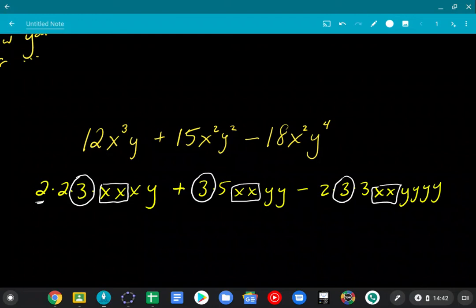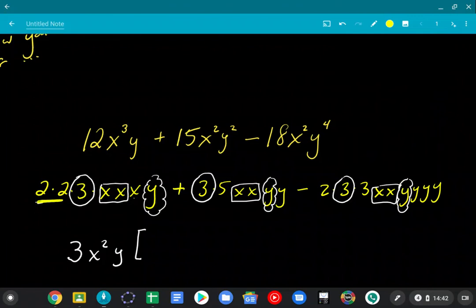Nice. How many y's can I take? Well, this only has one y to give away, so I can only take one y from each of these other ones. And that's it. Those are all the same values, so I'm going to pull out the 3, the x squared, and the y, and I'm going to leave behind the 4x plus 5y minus 2 times 3 is 6, and I got 3 y's left over.